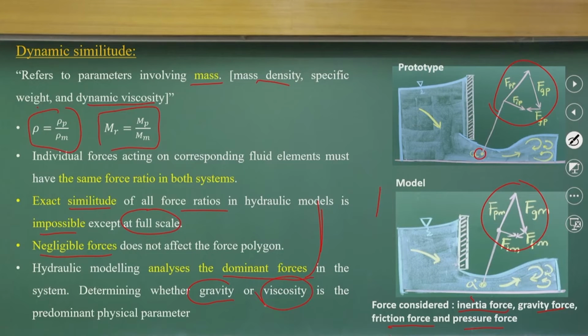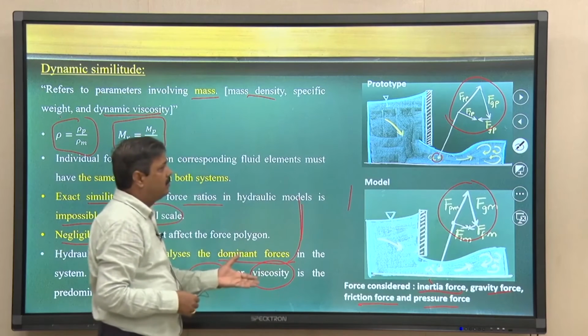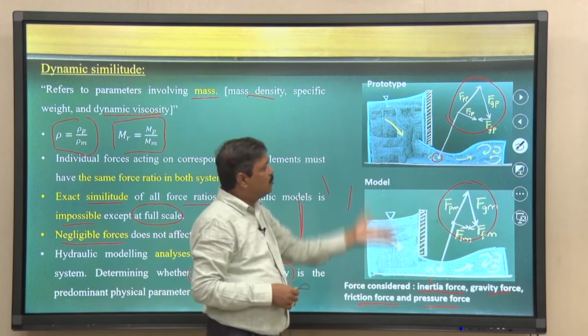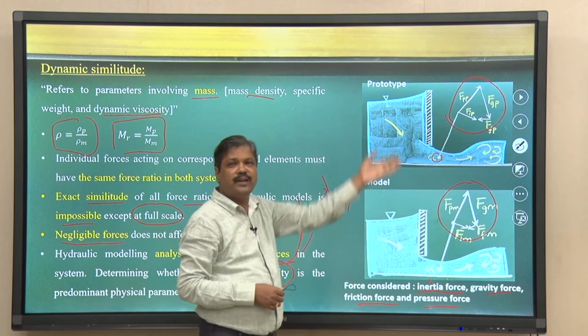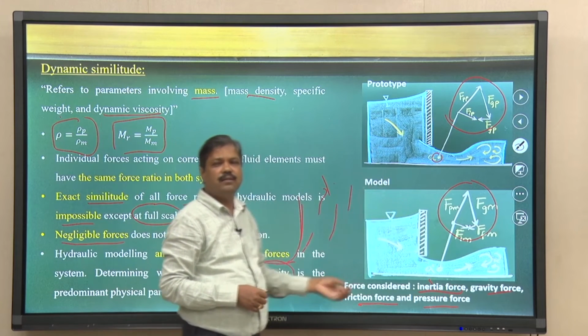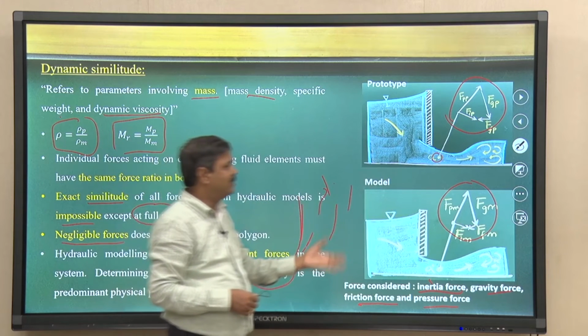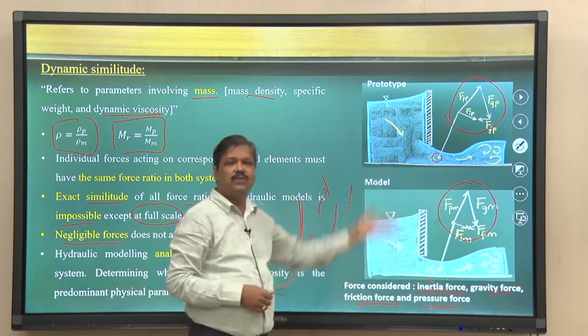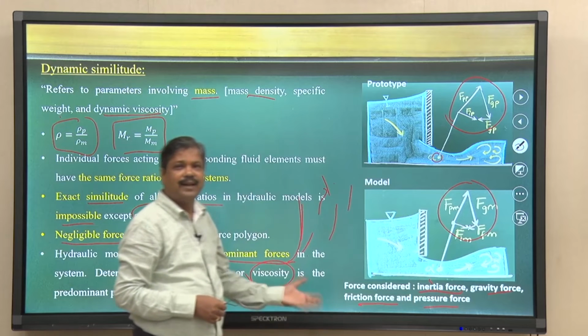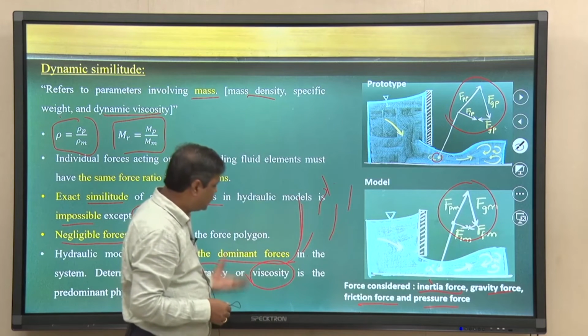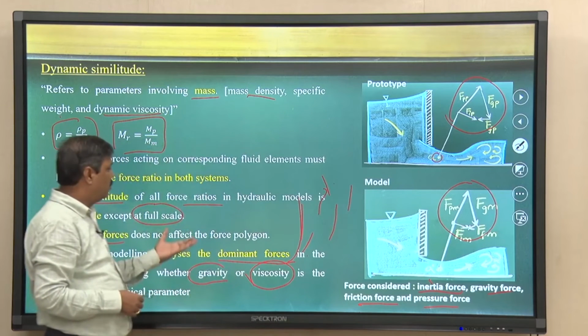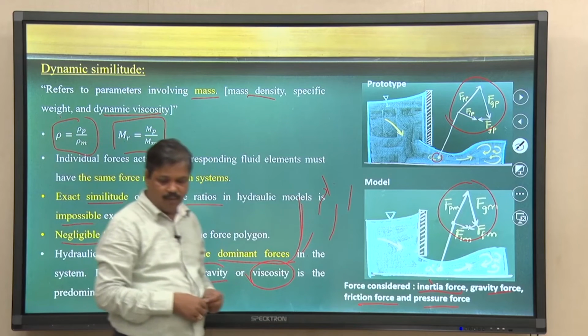That is why we look at which component of force we can use for the prototype models, which will show the dominant forces. Other forces that are negligible, we can always neglect. That is the strategy followed for river physical models.